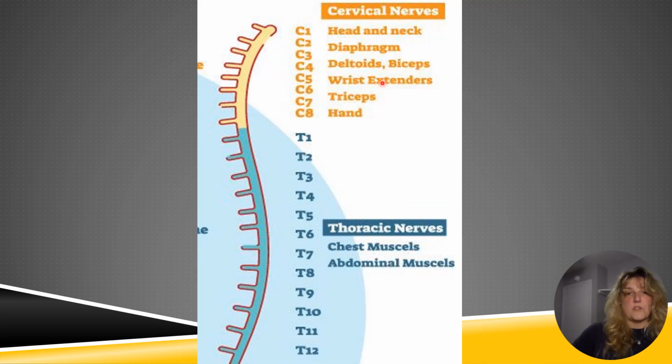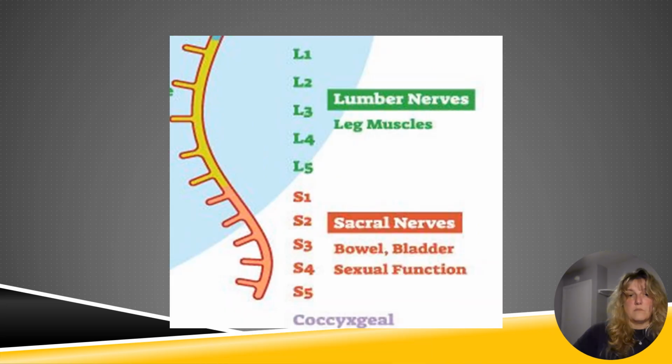And remember, don't forget, you've got 8 cervical nerves in comparison to the amount of vertebrae. Remember, you got 7 cervical vertebrae, but you have a total of 8 cervical nerves. Still have the same number of thoracic nerves. You have 12 thoracic nerves, 5 lumbar nerves, and you have 5 sacral and 1 coccygeal.